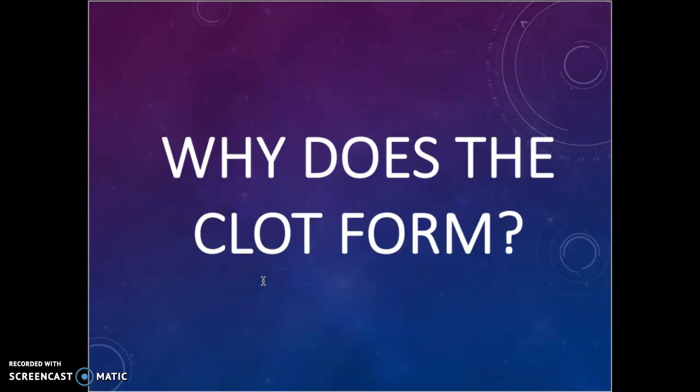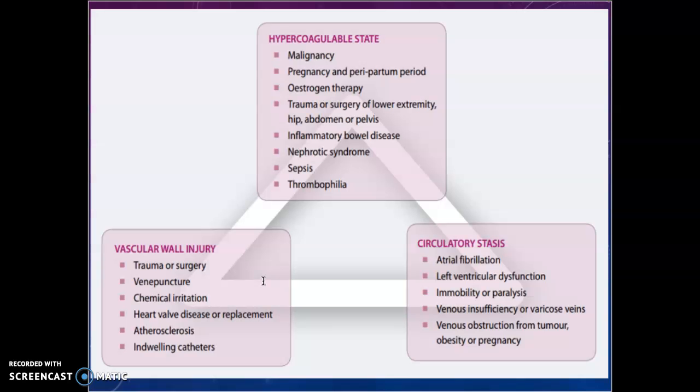So why does this clot form? This clot is forming at the level of the deep venous system in the lower limb, but why is it forming? What is the pathophysiology behind it? So the cause is Virchow's triad, which is basically a triad of three components that tells you if a patient has a high probability of forming a clot. The first component of this triad is vascular wall injury. Anything that causes the vessel wall to be injured can cause a clot to form, for example, any trauma, any surgery, chemical irritation, or even atherosclerosis.